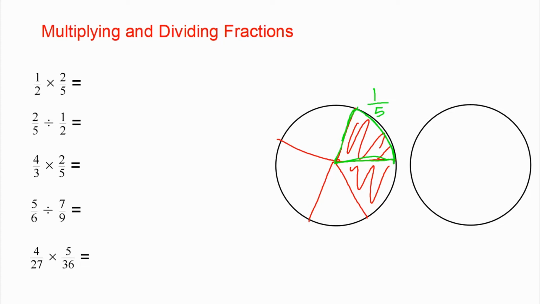How we find that in algebraic format: when we multiply 2 fractions, we multiply numerator by numerator and denominator by denominator. So this would be 1 times 2 and 2 times 5, and that answer would be 2 over 10. If we simplify, dividing both by 2, we get 1 over 5, which is the answer that we got on our circle.